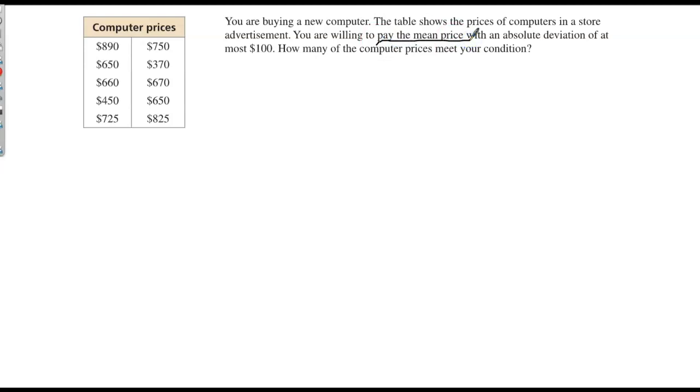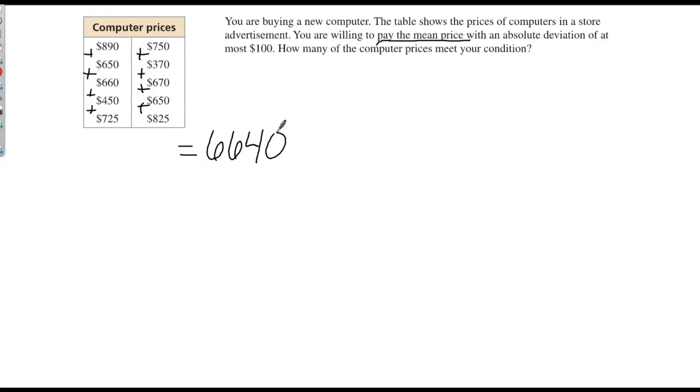Truman. I'm going to add them all together. So I would take 890 plus 650 plus 660 plus 540 plus 725 plus 750 plus 370 plus 670 plus 650 plus 825. And I get a really big number of 6,640. How do you know that? She's done this before.